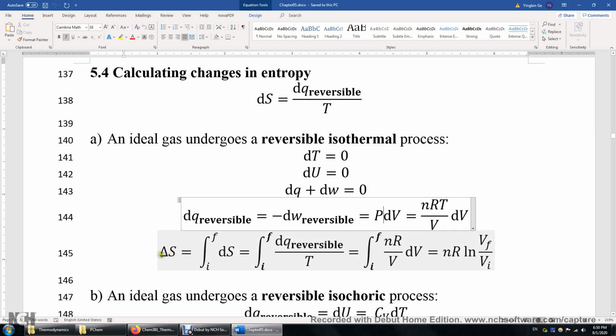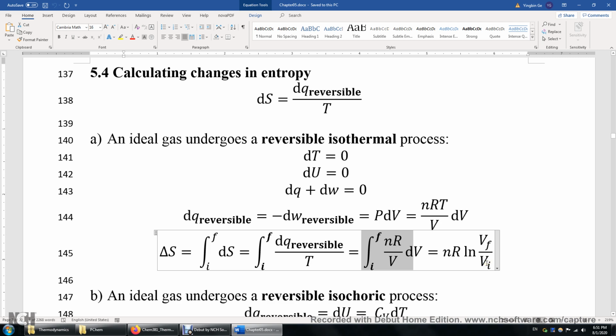Now, delta S, the entropy change, is the integral of dS. dS is dq reversible over T, and we know dq reversible is nRT over V dV. We plug this in here. We get nR over V dV. We integrate this part. The result is very simple. It's nR times ln V final over V initial.